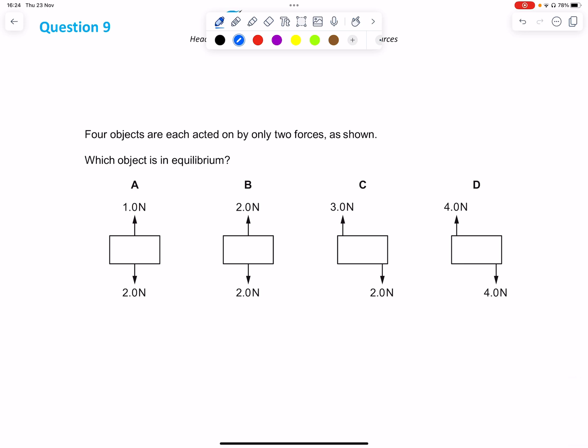Okay, moving on to the next question. Four objects are acted on by only two forces as shown. Which object is in equilibrium? So you could see that because of the difference in forces, you could automatically remove option A and option C. Do not be deceived into thinking that the answer is option D, because you have to take into account the direction in which these forces are acting.